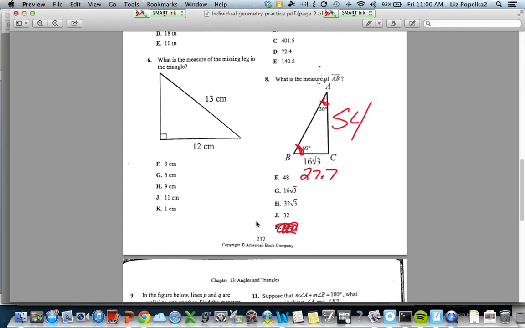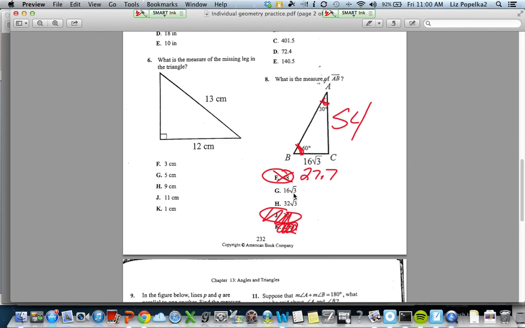Now we can knock out some options because this side AB has to be longer than both of the shorter sides. So that means that F is out because 48 isn't longer than 54. And then J is also out because it's not longer than 54. So now we can at least have a pretty decent shot of guessing the right answer.